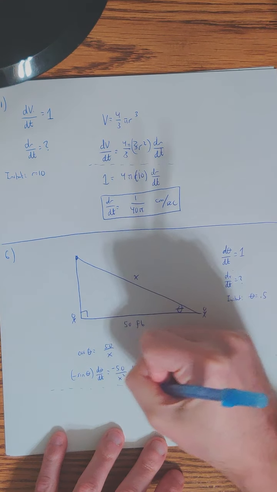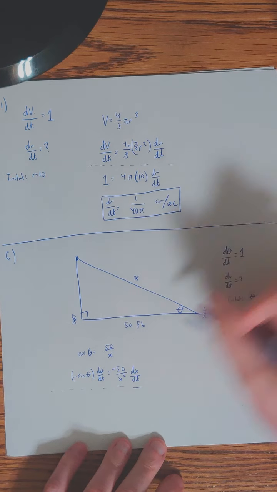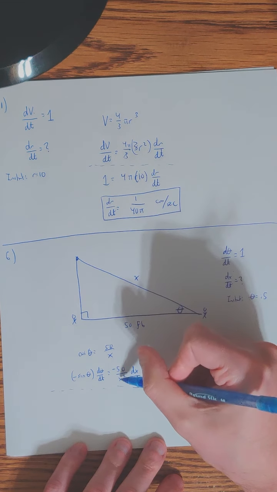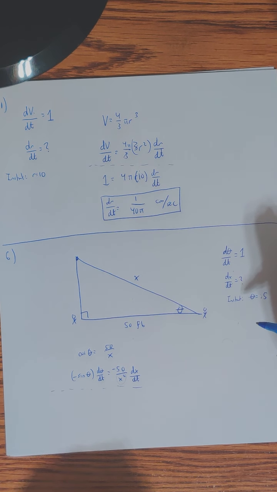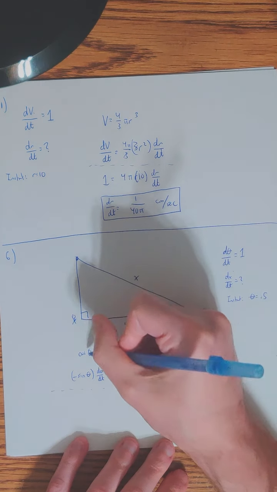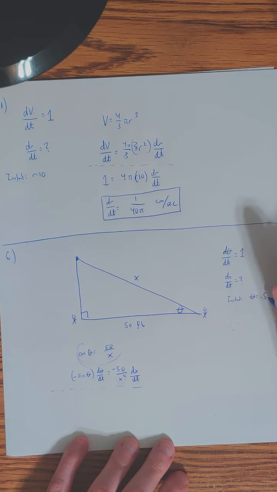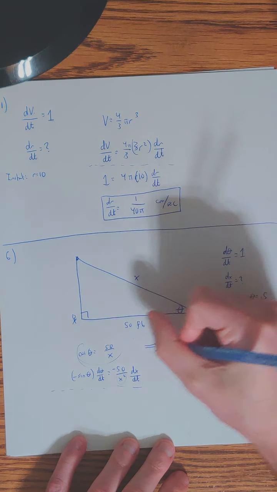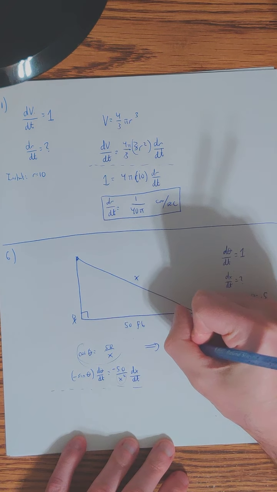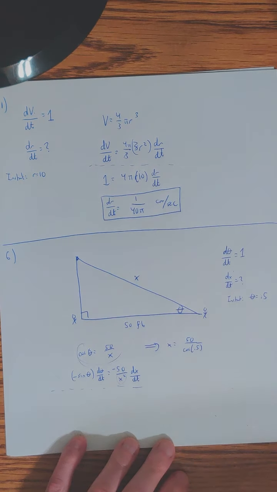And now that I have my relationship, I can start plugging in for my instant. So at my instant, I have theta is 0.5, I have d theta/dt is 0.01, but I don't have x. Notice that that's a problem. But I can get x, because at the instant that theta is 0.5, I can use the original relationship here to figure out what x is. So at the instant when theta is 0.5, if I cross multiply and solve, I would get x equals 50 over cosine of 0.5.